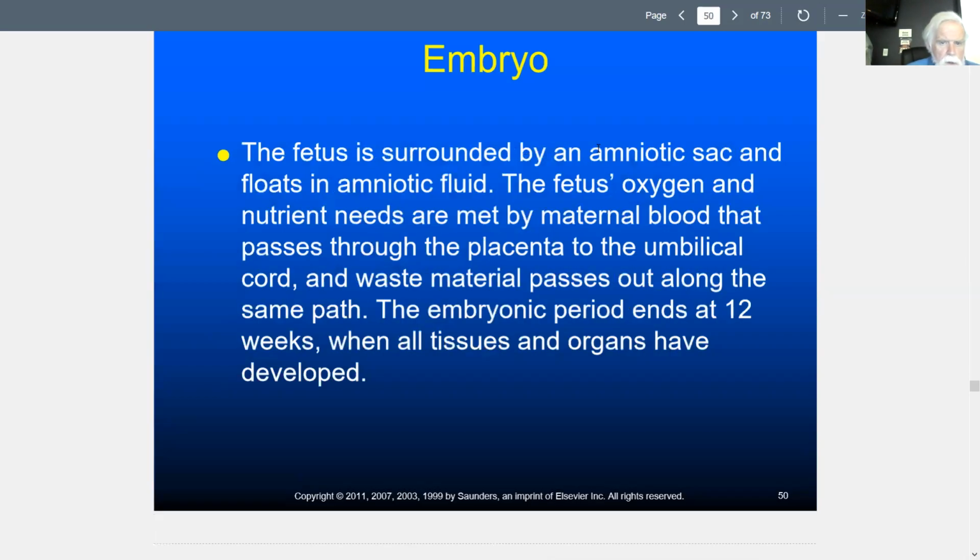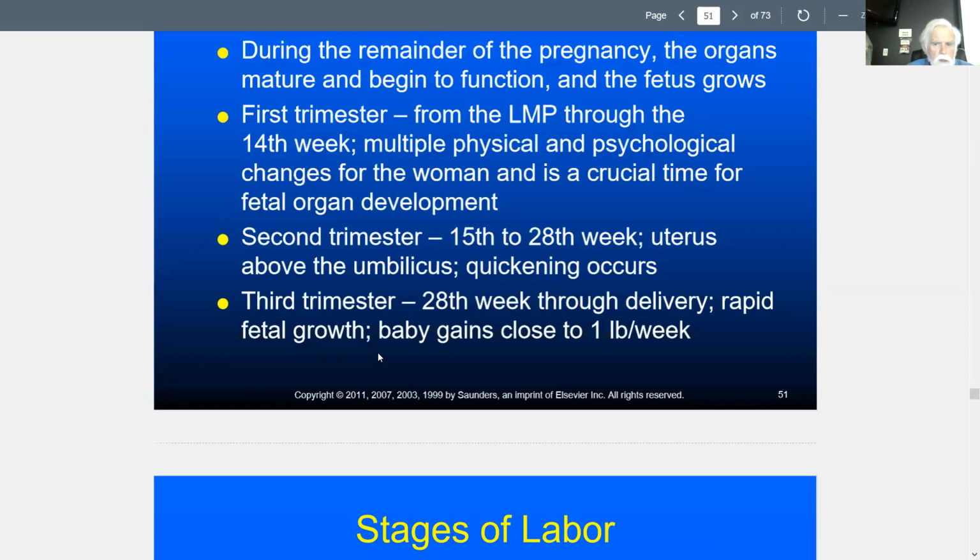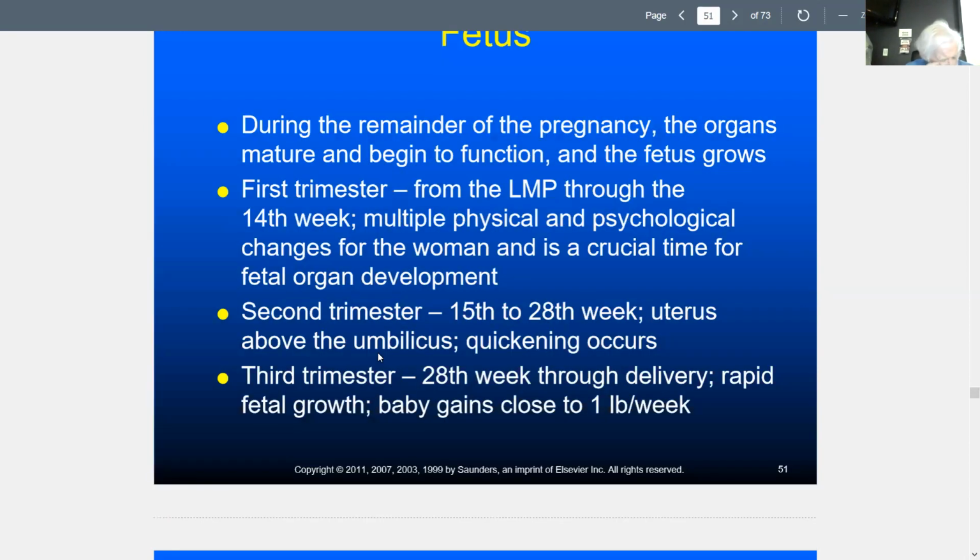Okay, so we're not going to go through a whole lot of embryology, but we start with an embryo, and then it moves to a fetus, and then we talk about trimesters, which is from the last menstrual period through the 14th week is the first trimester. 15 to 28 is the second, and after the 28th is the third trimester, when the baby is growing rapidly.